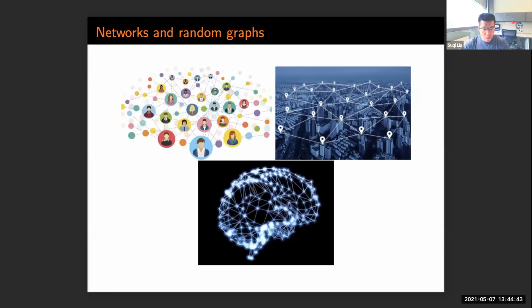Random graphs have seen broad applications in real life, including social networks, wireless communications, and also in biological sciences. Among them, the most well-known model is probably the Erdős-Rényi graph. However, the independence of edges assumption is usually oversimplified. And in practice, people instead use random graphs with the latent geometric structure.